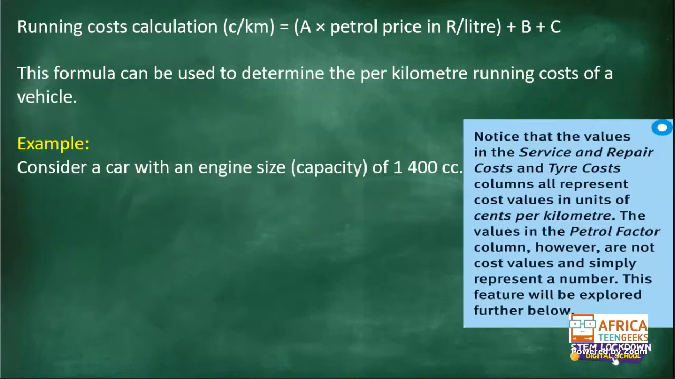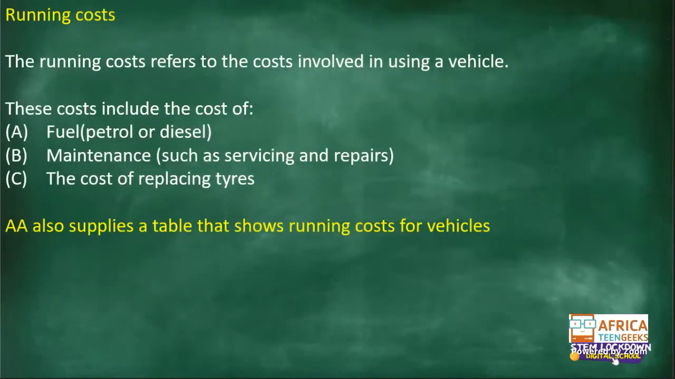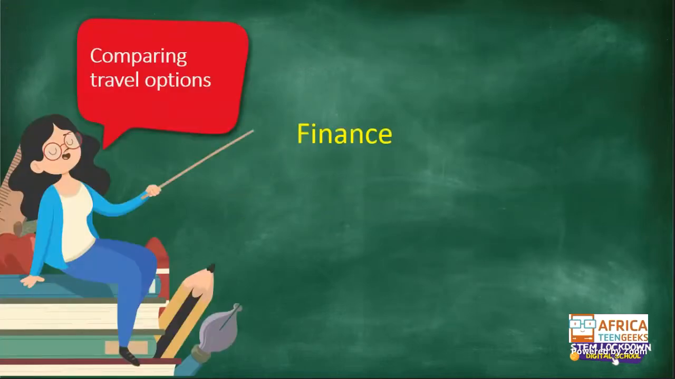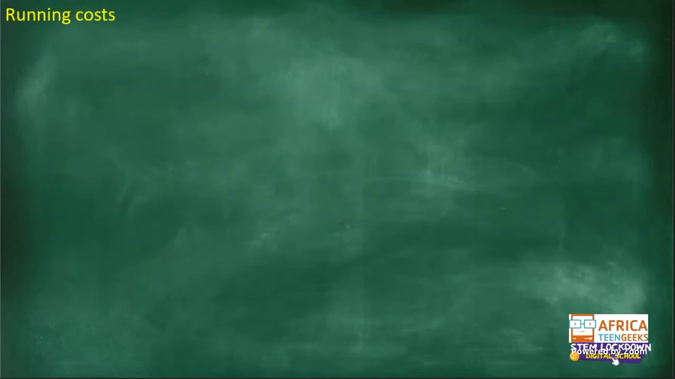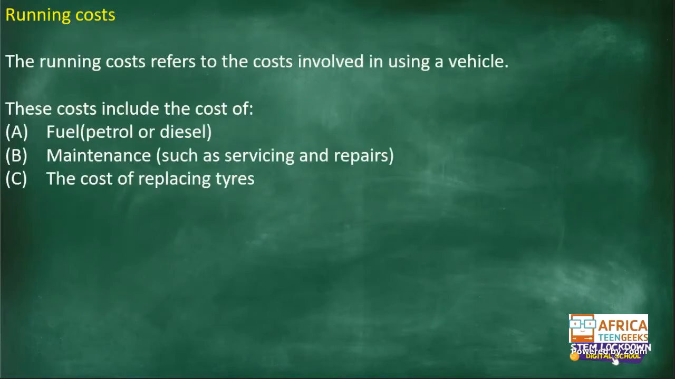We have looked at this example too, and then of course we've also looked at the first example there, where we were talking about the running cost of a car plus the fixed value. So remember that the running costs of a car are fuel or diesel. Sometimes it can be diesel, and then you also have maintenance such as servicing and repairs. The third one is the cost of replacing the tires.